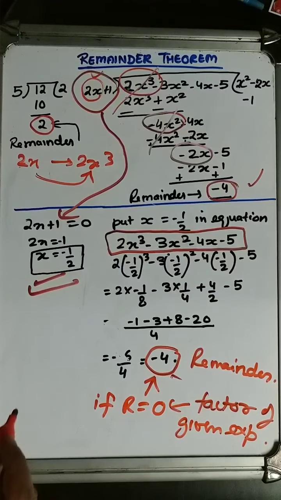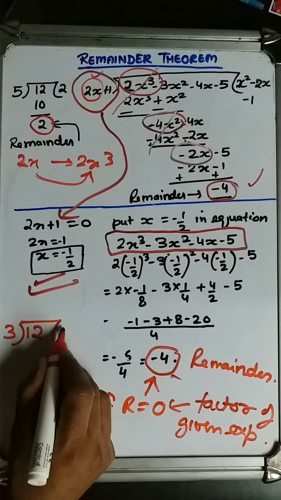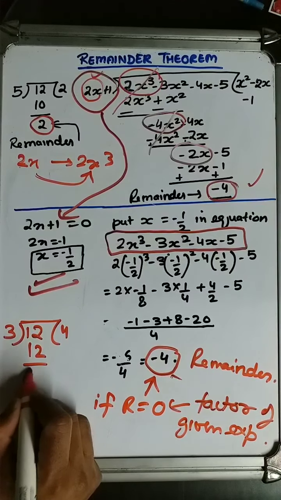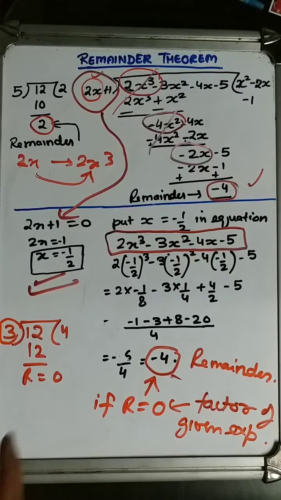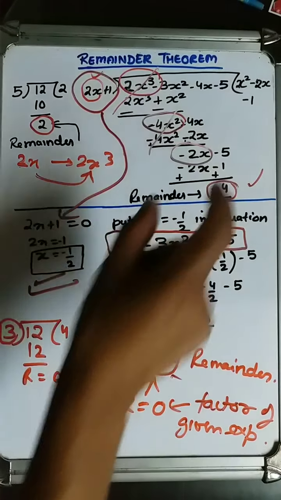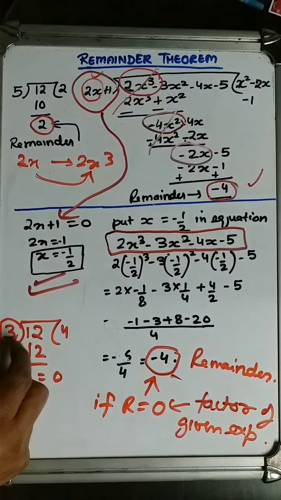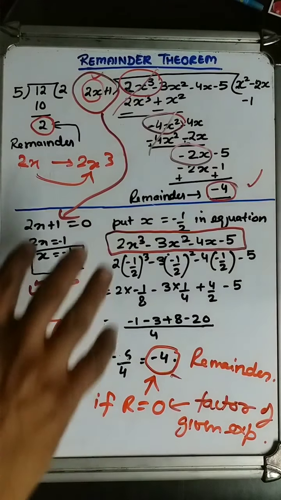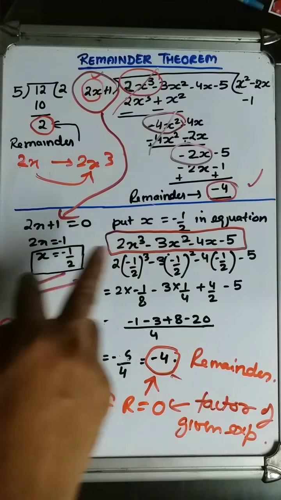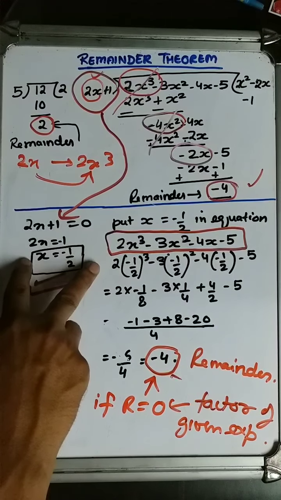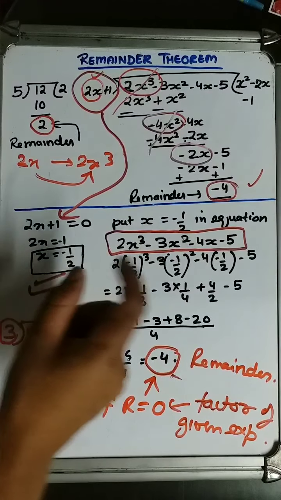What does this mean? Suppose we are dividing 12 by 3. 3 fours are 12. What is left? Remainder is 0. In this case, we can say that 3 is a factor of 12. Same way, if we are dividing this by this and the remainder is 0, then this will be a factor of the given expression. So whenever it is required to prove whether this is a factor of the expression or not, just apply the same method, put the value of x in the expression. If the remainder is 0, then this will be called a factor of the given expression.